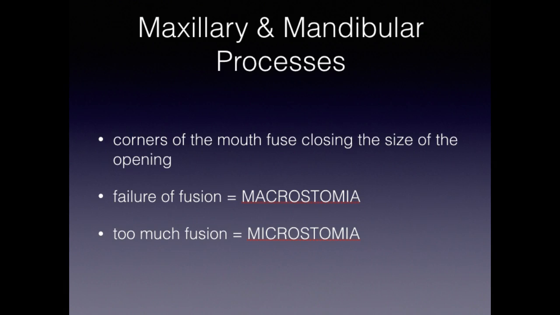If the maxillary and mandibular processes, the corners of the mouth, fuse together, the degree of fusion will determine the size of the opening. Failure of fusion will cause a macrostomia, or a large mouth, and too much fusion will cause a microstomia, or small mouth.